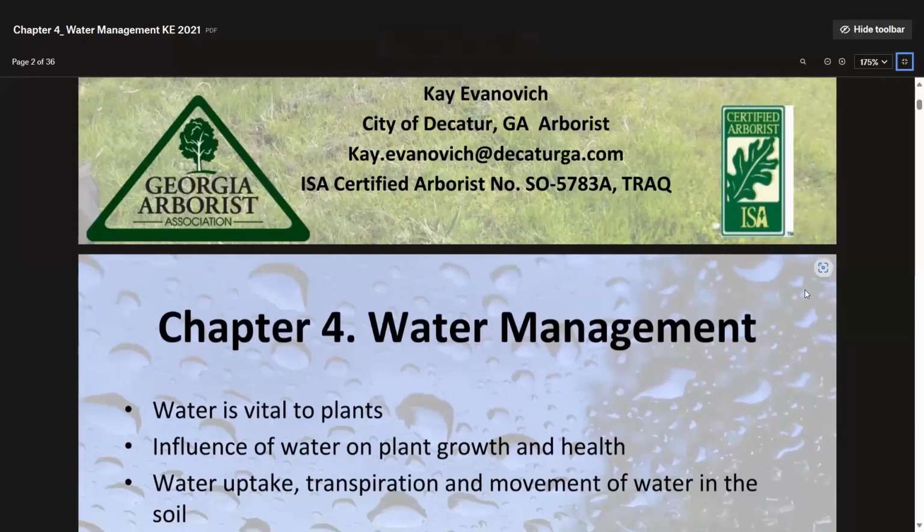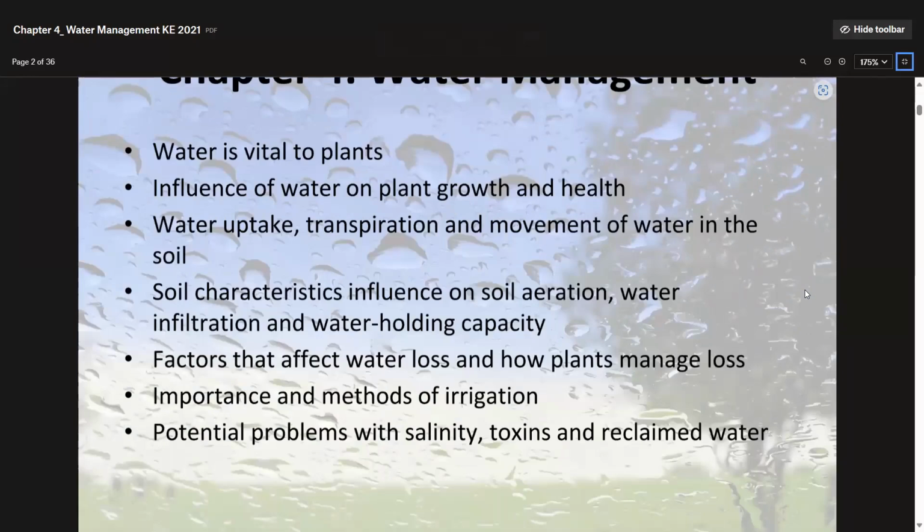Yep, trees need water. All right, in this chapter, we're going to go over water being vital to plants, just like it is to us, the influence of water on plant growth and health, water uptake, transpiration, and movement of water in the soil. We're going to talk about soil characteristics, its influence on soil aeration, water infiltration, and water holding capacity, factors that affect water loss and how plants manage that loss, right? The importance and methods of irrigation, and then potential problems with salinity, toxins, and using reclaimed water. There's a lot you have to do to make that work.